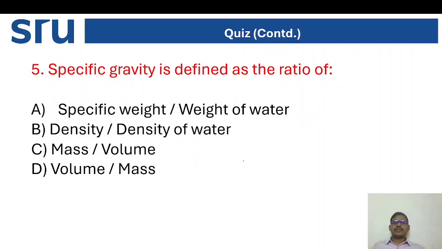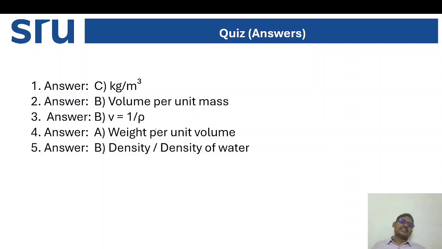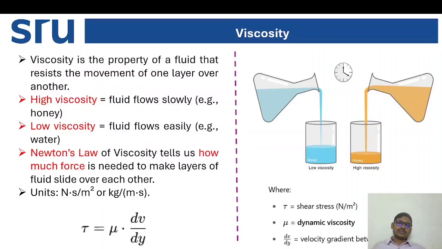Next one, specific gravity is defined as. Specific gravity means density with respect to a reference density, the density of water. You can see the key here. First one is kg per meter cube. Second one is volume per unit mass. Third one is v is equal to 1 by rho. And fourth one is weight per unit volume, density or density of water.